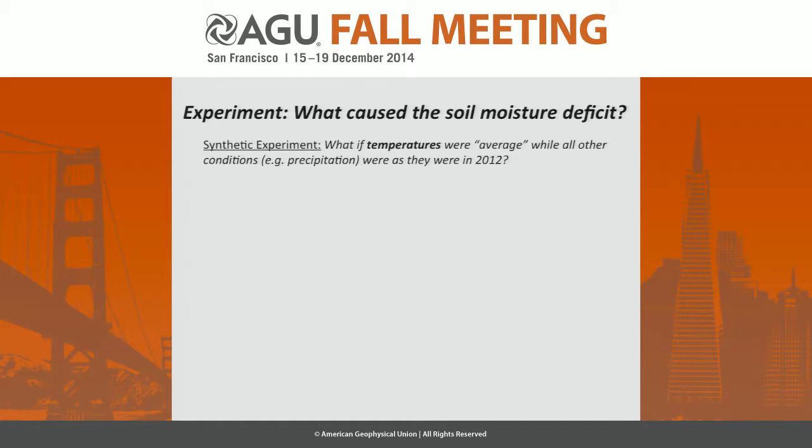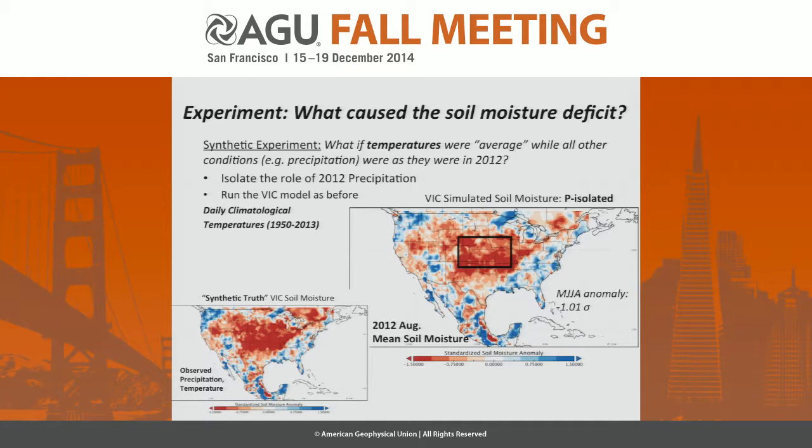Okay, so the opposite case: what if temperatures were average? Hypothetically, if we could isolate the role of precipitation, running the model as before except using daily climatological temperatures, what you end up with is a much larger fraction of the anomaly. We have something on the order of about one sigma, which is about three quarters of the total synthetic truth. So clearly it was a precipitation-driven event, and actually the influence of precipitation here might be understated, because precipitation deficits are usually accompanied by high temperatures.